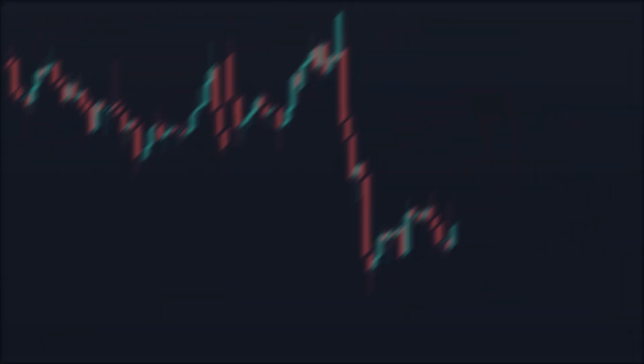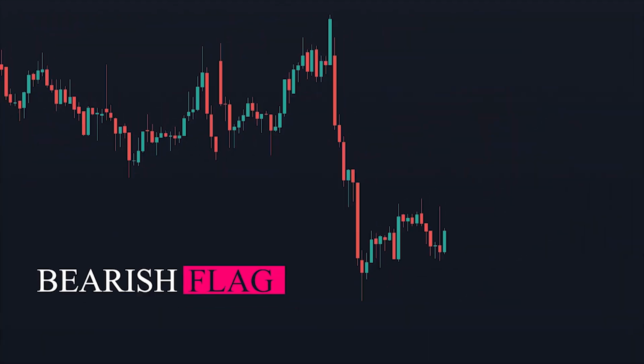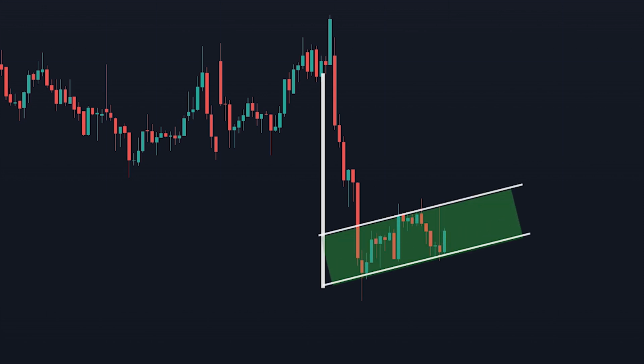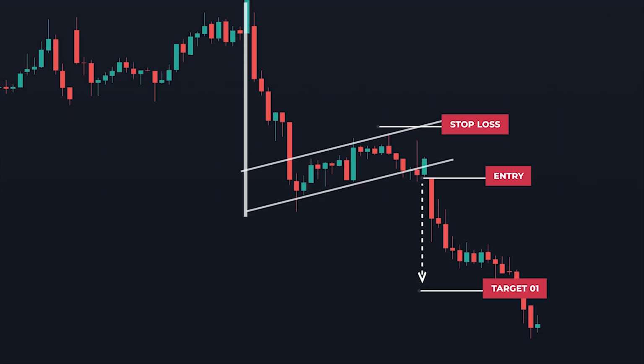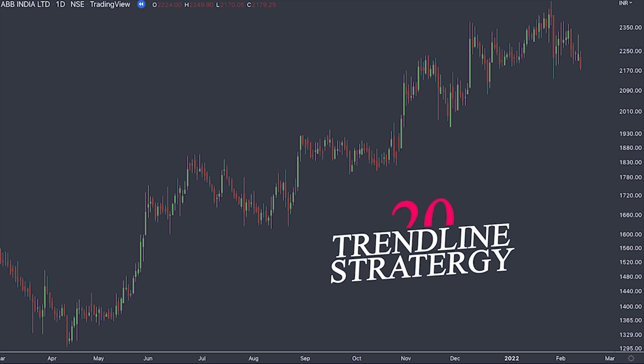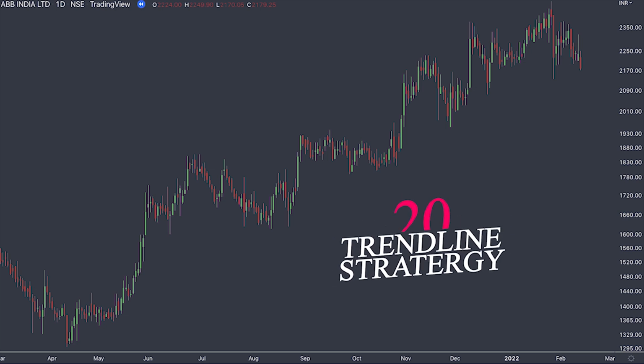Okay, in the next example, we are able to see there is a pole here and there is a flag here connecting these swing lows. And like I said earlier, prior to this flag, we are able to see a good down move. So more likely the price will continue in the same direction and this base will be breaking out, right? And like I said, 50% of this pole will be your target 1 and the remaining 50% will be your target 2.